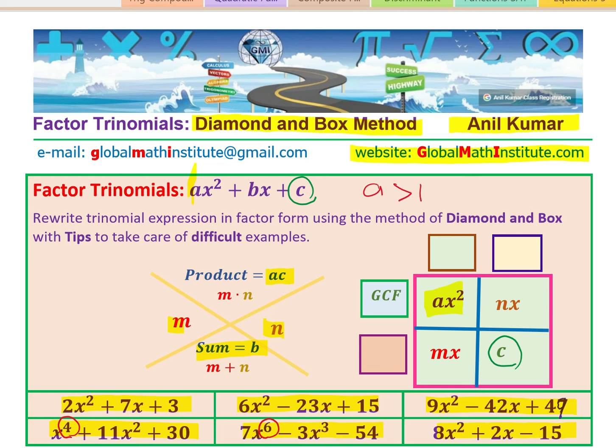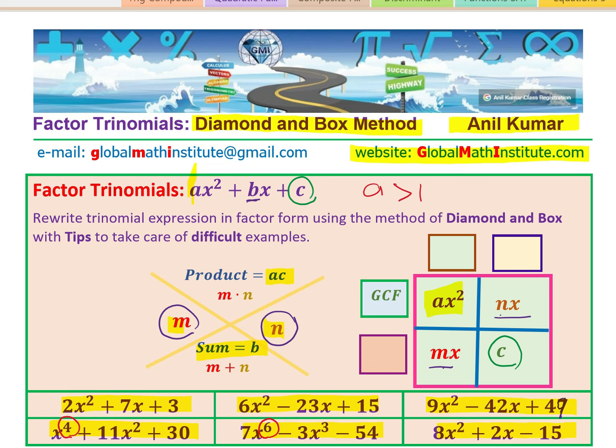Just directly place them. Now the difficulty is to split the middle term b as the sum of m and n, which also results in the product of a and c. Once you do that, you substitute those values, m and n, directly in the other two diagonals. And then we'll take the greatest common factor to get the result.